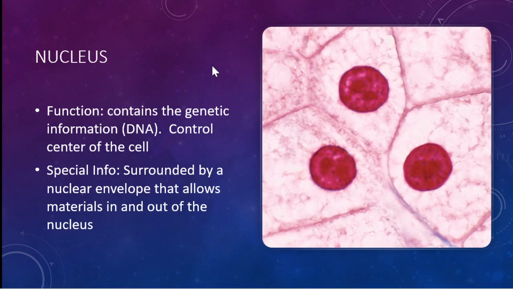The nucleus is right here. It contains the genetic information, or DNA, or nucleic acid. It is the control center of the cell. This controls everything that goes on in the cell. Special information is that it's surrounded by what we call a nuclear envelope, that allows materials in and out of the cell. And nuclei are also in plants and animals.